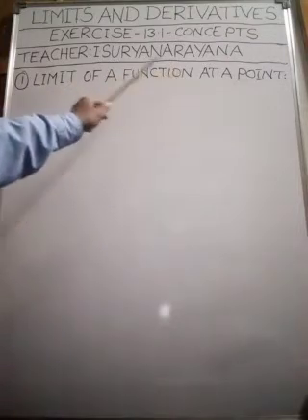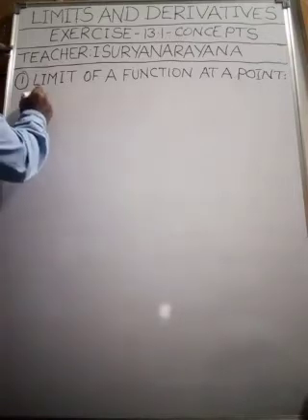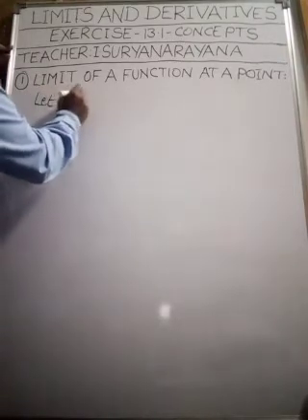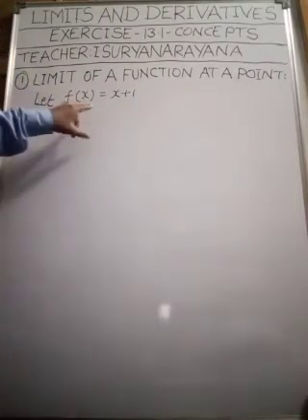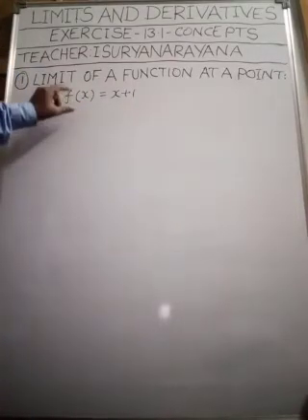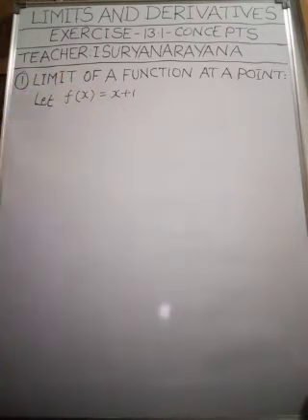Point number 1. Limit of a function at a point. What is meant by limit of a function at a point? Let us take an example to understand this concept clearly. Okay, my children. Let f of x is equal to x plus 1. We assumed here a function in x as f of x is equal to x plus 1.